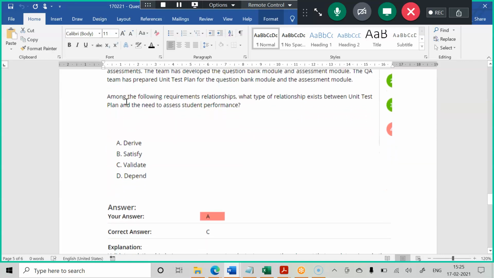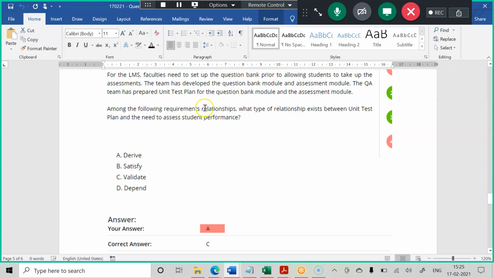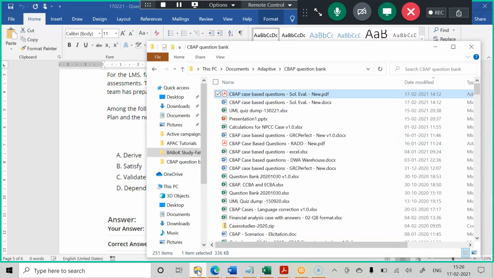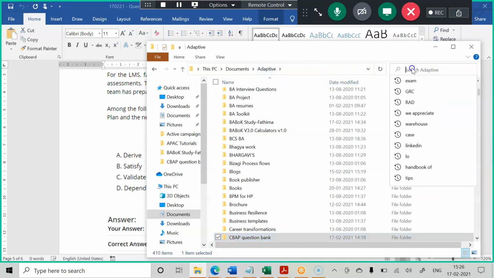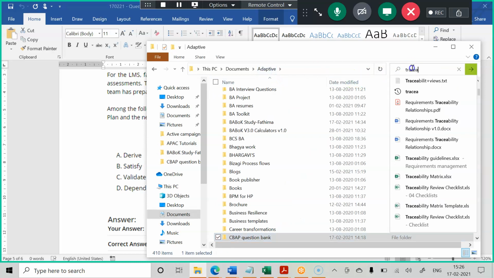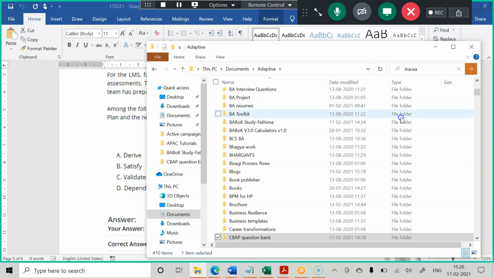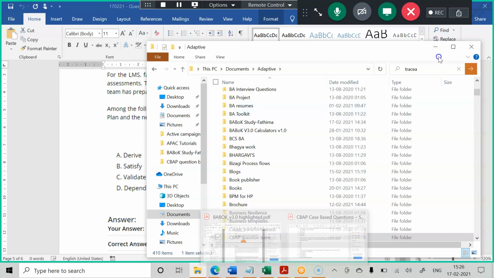Yeah, then coming to this question: among the following requirements relationships, what type of relation exists between the test plan and the need to assess student performance? So here it is clearly validate, because you're looking at a test plan, and then you are looking at the need. If you have a need, you have a requirement, and you're trying to test that. So the relation is typically validate. Let me just show you that traceability relationship. I'll quickly show that so that you get an idea.